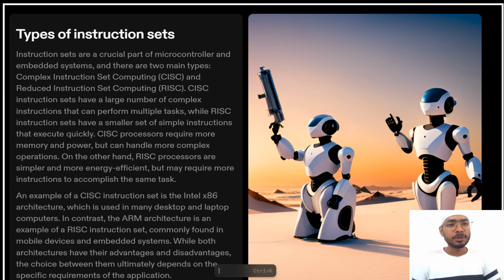Next, we have the types of instruction set. Instruction sets are a crucial part of embedded systems and microcomputers. There are two main types: complex instruction set computing, CISC, and reduced instruction set computing, RISC. CISC instruction sets have a large number of complex instructions that can perform multiple tasks, while RISC instruction sets have a small set of simple instructions that execute quickly. CISC processors require more memory and power, but can handle more complex operations.